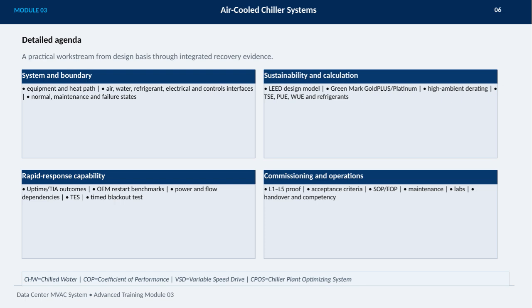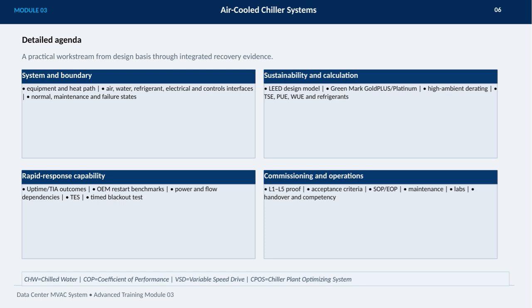We'll begin by defining the system and its boundaries, covering the key equipment and heat paths, along with the critical interfaces involving air, water, refrigerant, electrical, and controls. We'll also examine the system's performance in normal operation, maintenance scenarios, and potential failure states.